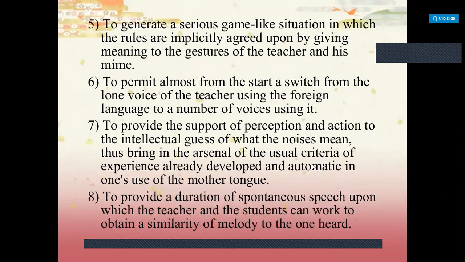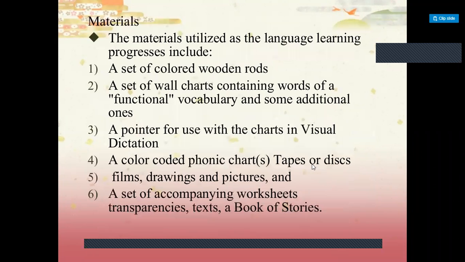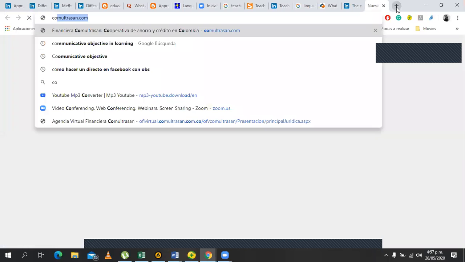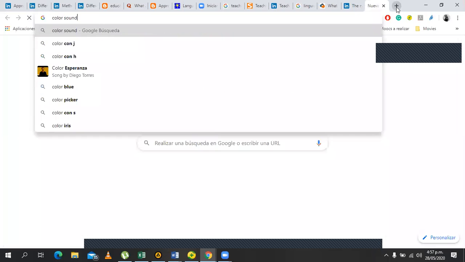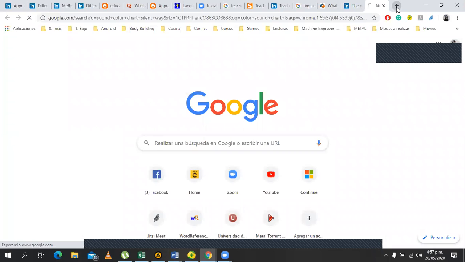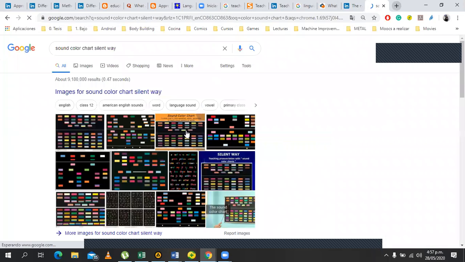An example of this could be a debate. No. The silent way, for example, you're going to use something that is going to be the color chart, right? Okay. Yeah. So for example, color, sound, chart, silent way. So for example, you have right here these colors, right? And this is even better.